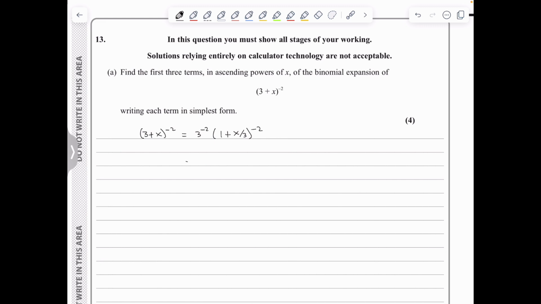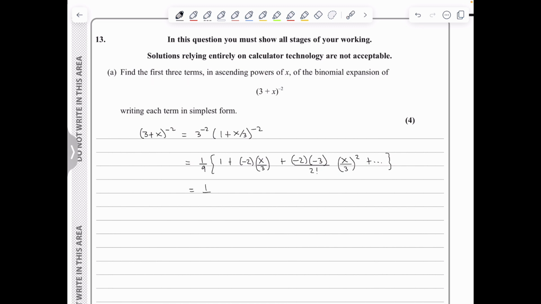Now 3 to the negative 2 is obviously 1 over 9. And then I proceed with the binomial expansion. I've got 1 plus the negative 2 times x over 3 plus the negative 2 times the negative 3 over 2 factorial times x over 3 to the power of 2 plus dot dot dot. This is an infinite expansion. We are only looking for the first three terms. So I can proceed in simplifying the bracket.